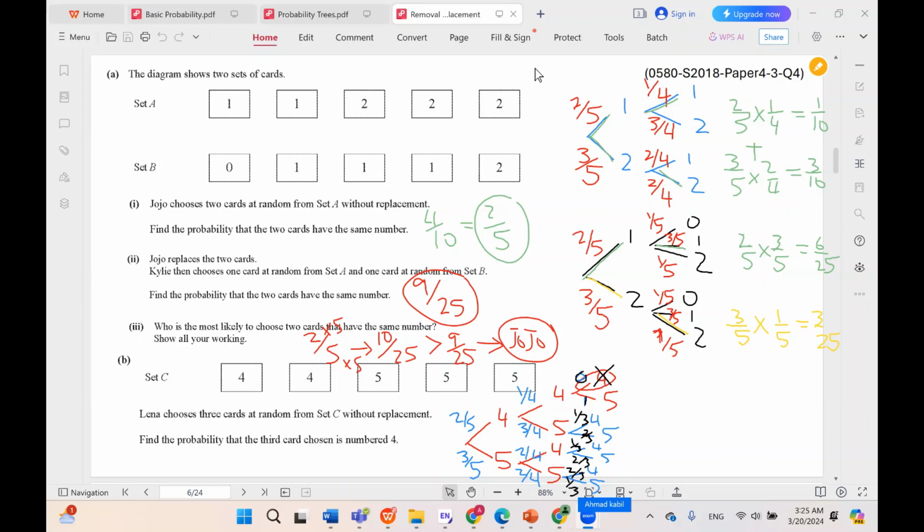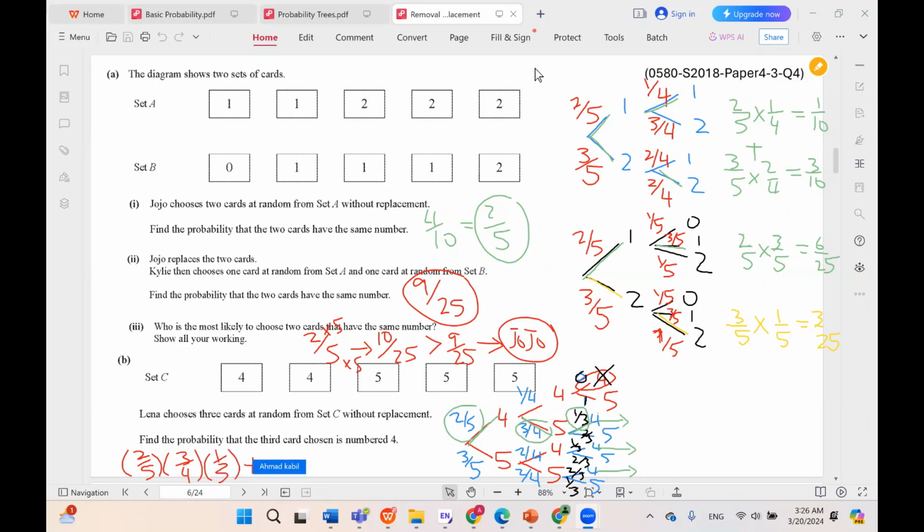Now we want her to get a 4 on the third run. So we want these 3 outcomes here. So we can trace the paths for each. The first path is this path here, 4 and then 5 and then 4. So we multiply these 3 numbers together. That would be the first scenario here. Let's write it down. We have 2 over 5 multiplied by 3 over 4 multiplied by 1 over 3.